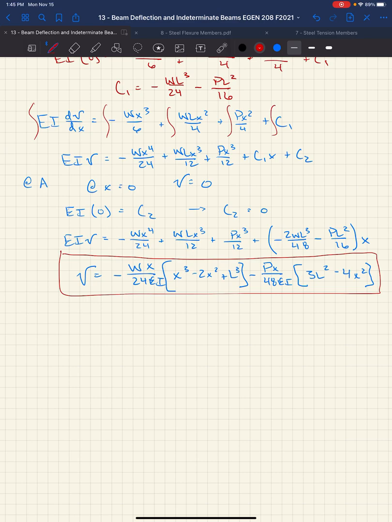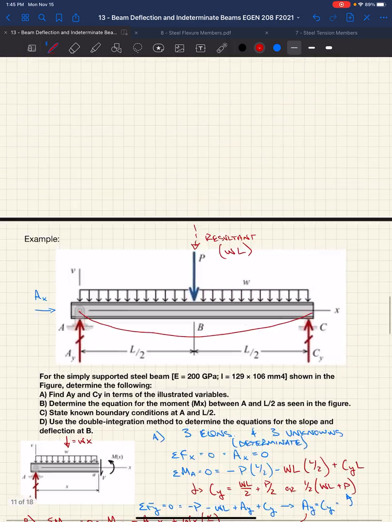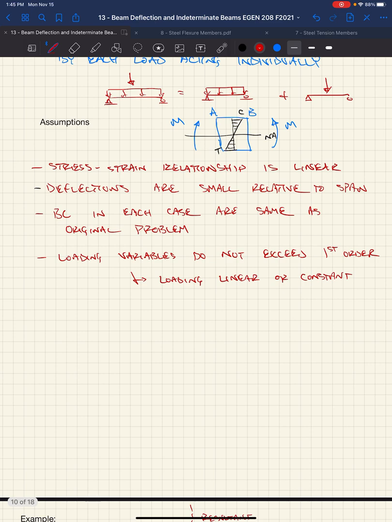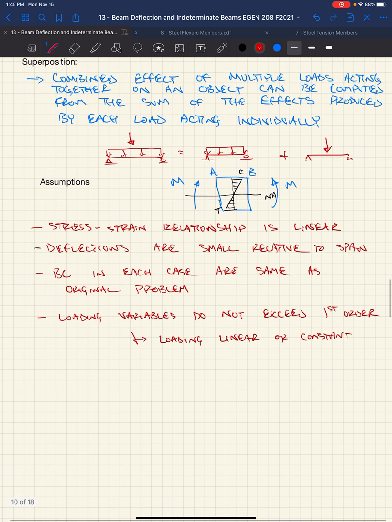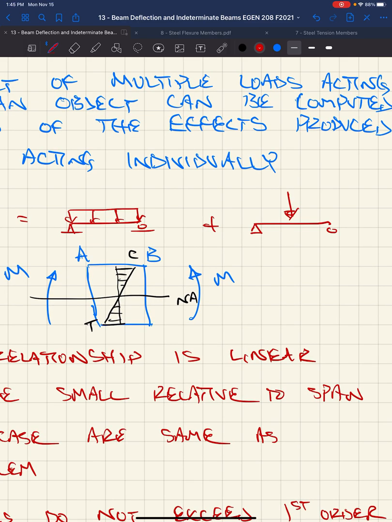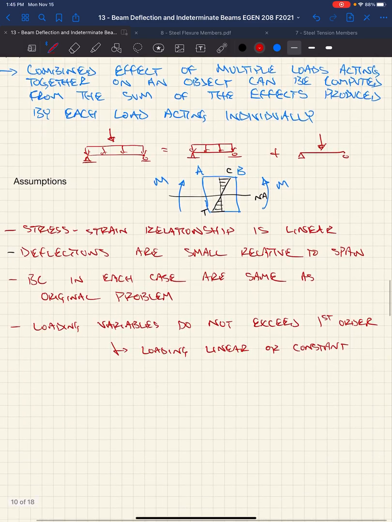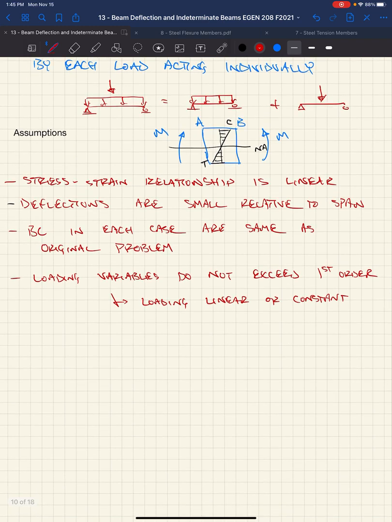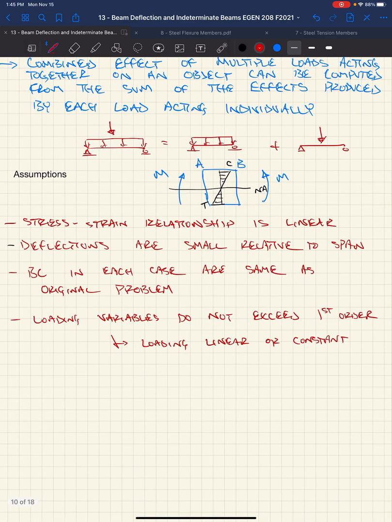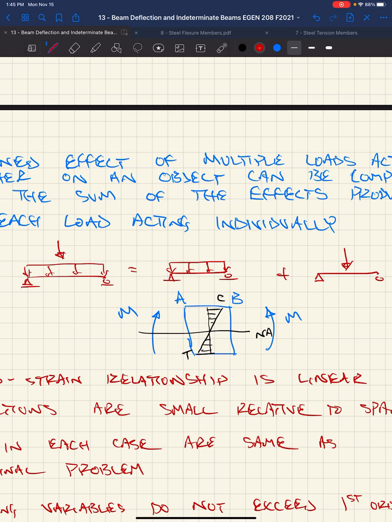Well, if we decided to use superposition: the stress-strain relationship is linear in this case, yes. Deflections are small, yes. Boundary conditions in each case are the same as the original problem. We could look at the uniform load, and then we could look at a point load. And our loading variables do not exceed first order. We have a constant uniform load and a point load. So I would break this into two cases: a simply supported beam with a uniform load, plus a simply supported beam with a point load at the center.